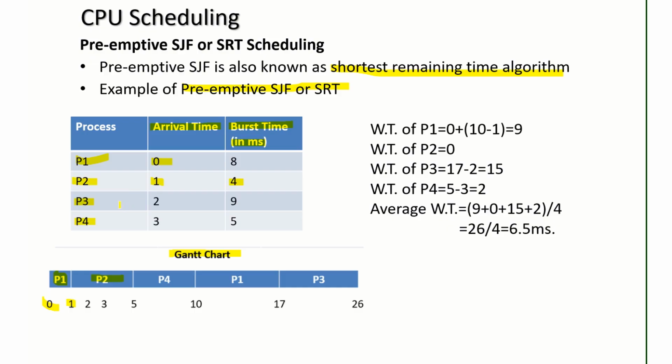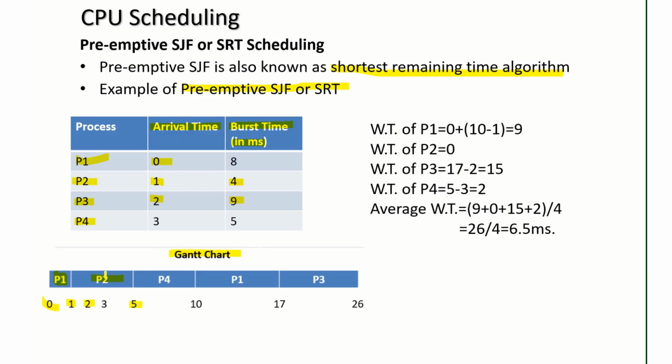Now you can see that at time t equal to 2 milliseconds, P3 arrives. But P3 requires how many milliseconds? 9. And P2 requires how many? Remaining 4 minus 1 is 3. So P2 will be completed. The P3 won't be scheduled because P2 requires fewer milliseconds compared to P3. At time t equal to 5, how did you get 5? 1 plus 4 is 5.